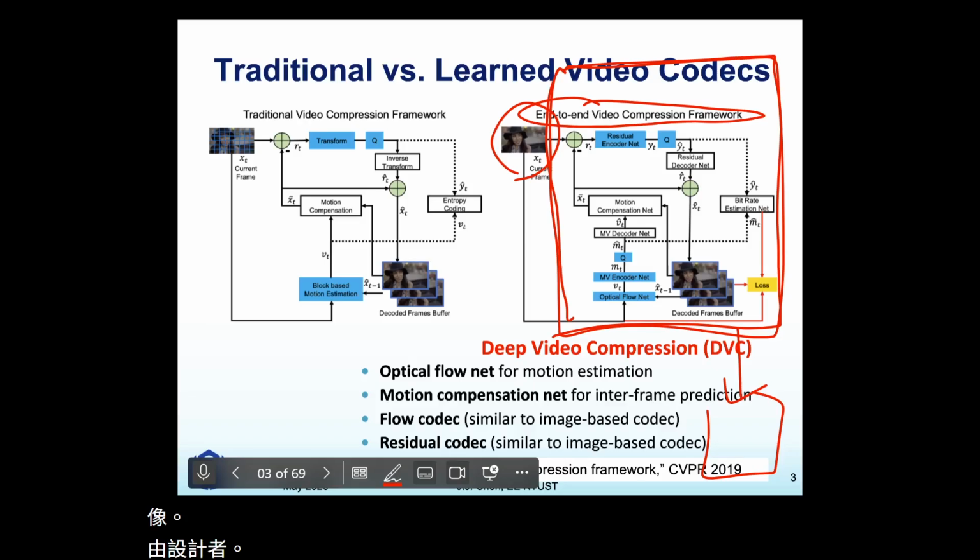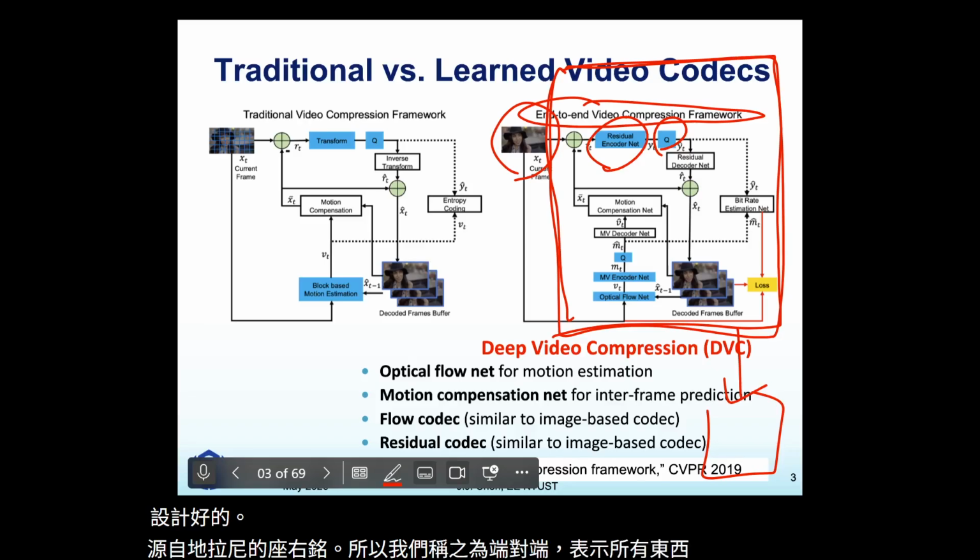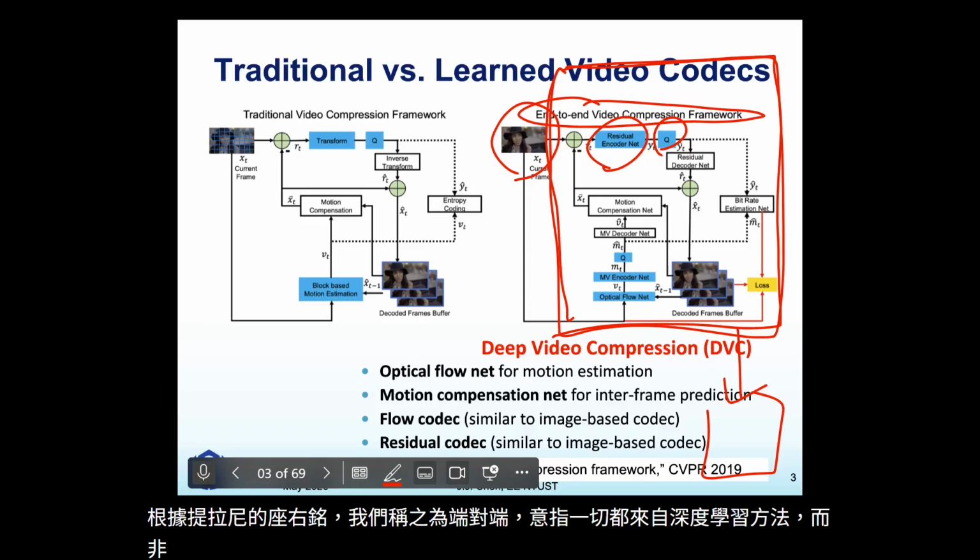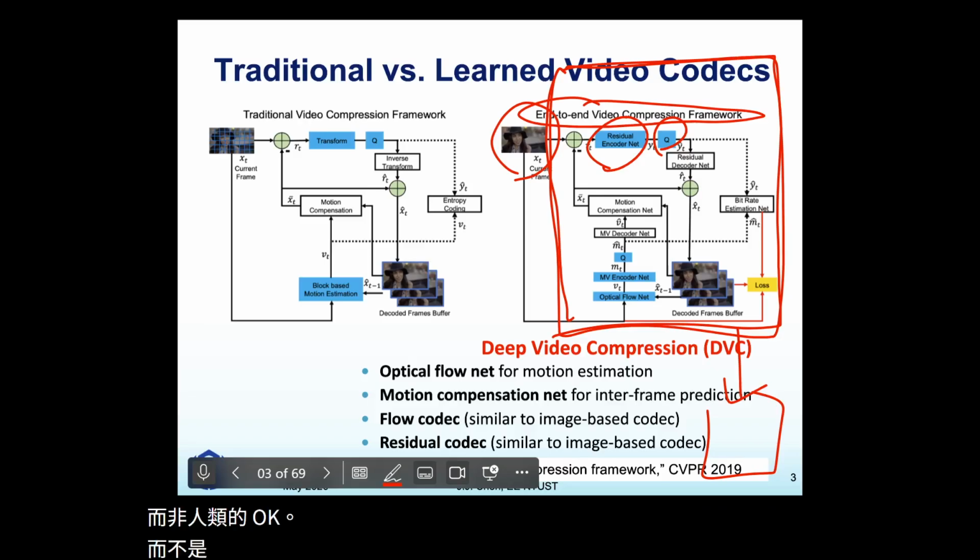Okay, instead of human hand design. All the modules are designed from the deep learning model. So we call end-to-end means everything is from the deep learning method instead of human. Okay, instead of human design. So that's what end-to-end means.